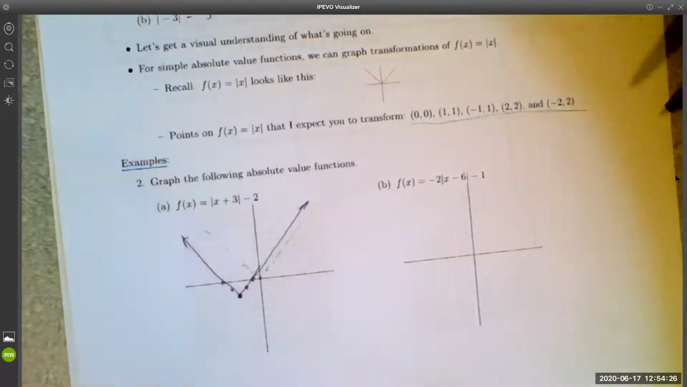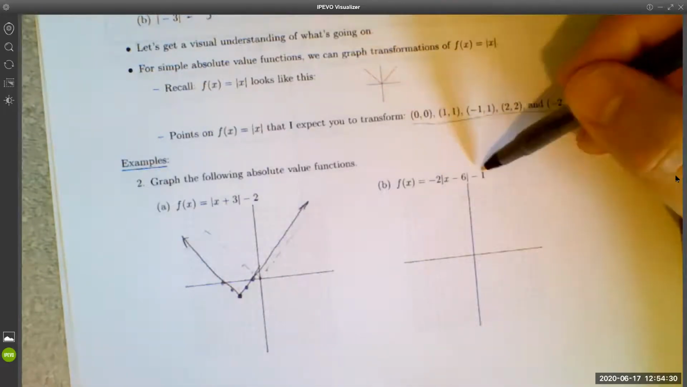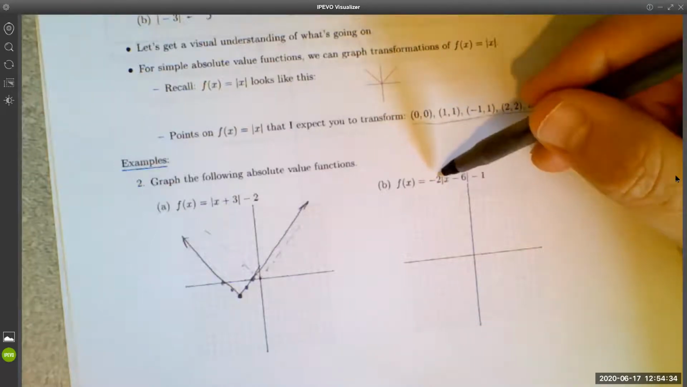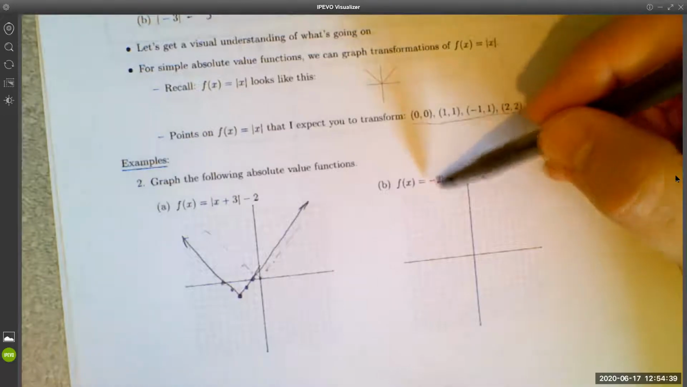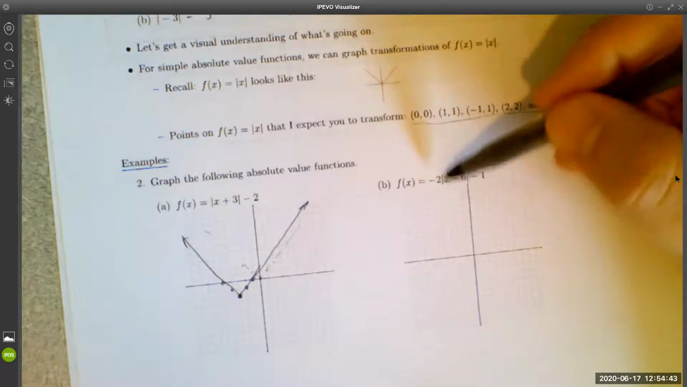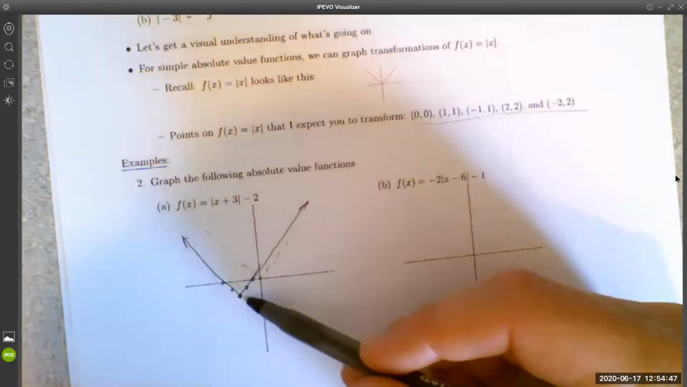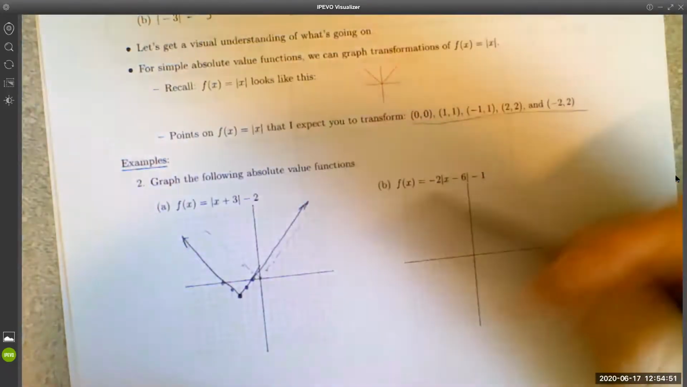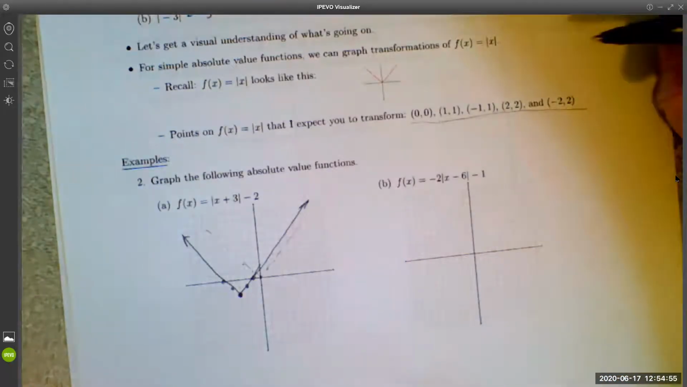Part B is maybe a little bit more complicated because in addition to doing some horizontal and vertical shifting, you're also going to be doing some vertical stretching and reflecting, right? So what this thing is going to do is it's going to multiply all of our y coordinates by 2, and it's going to flip them over. So the vertical space between this point and this point is going to be doubled, and it's going to be reflected. So it's going to be pointing downwards instead of pointing upwards.